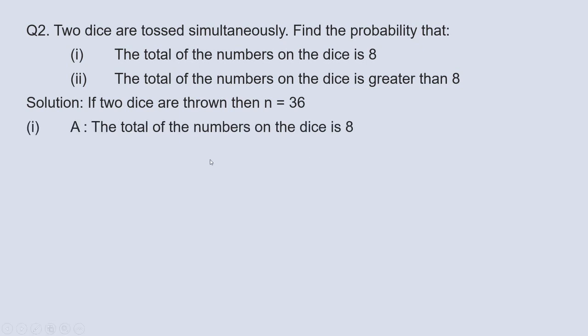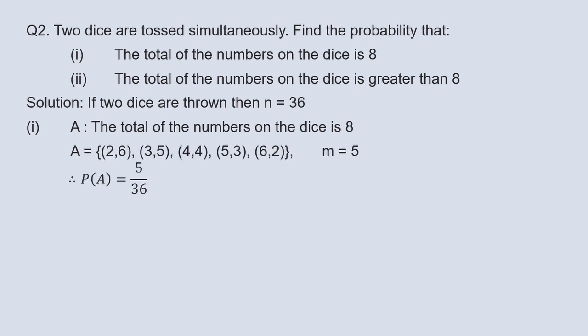So let us define event A as the total of the numbers on the dice is 8. So let us find what values A can take. A can be first shows 2, second dice shows 6. So the total is 8 here.